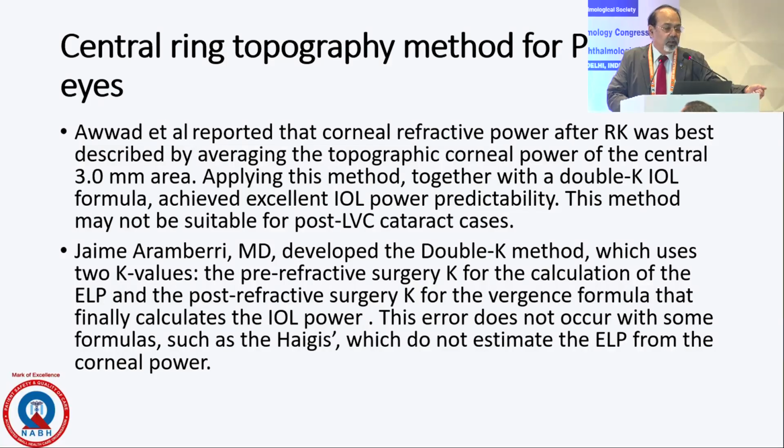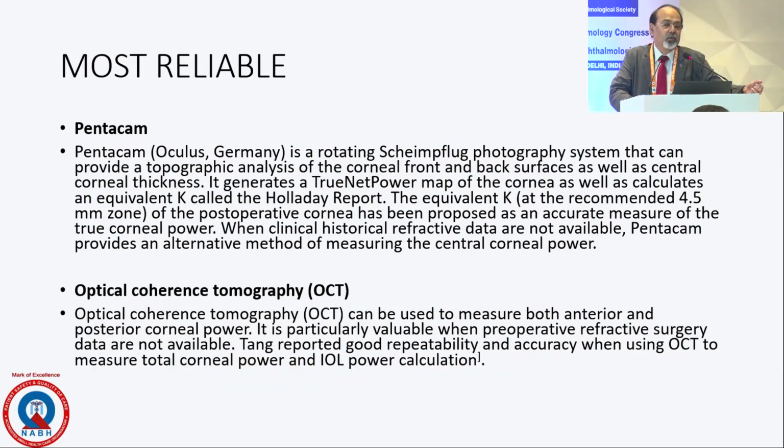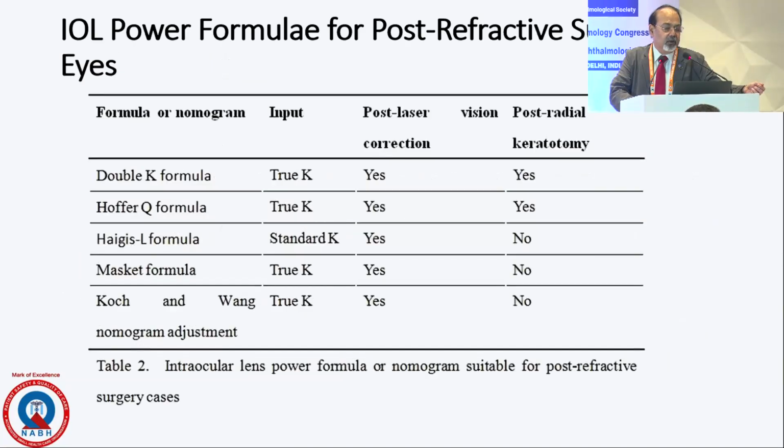And central ring topography, which is very, very important. What I follow is the Aramberry method, which is mentioned here, and one should go back and read the Aramberry system of calculating the radial corneal power after refractive surgery, which gives mostly very accurate results. What I use is Pentacam. It gives you a very accurate calculation of the anterior and posterior corneal curvature, and then it gives you a very accurate corneal power.